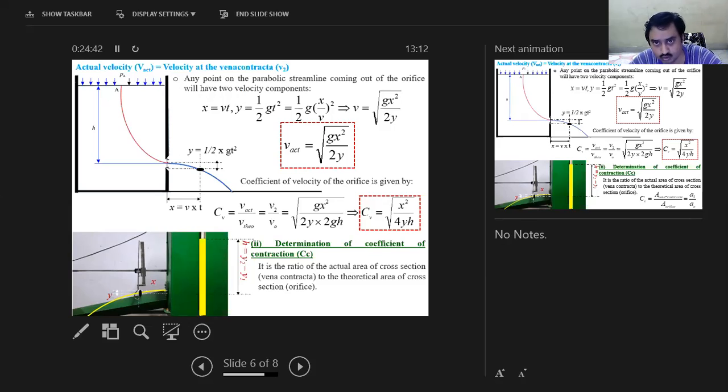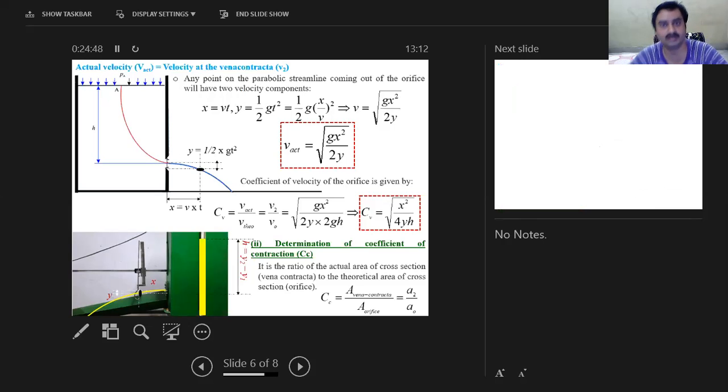So the ratio of these two will be giving the coefficient of contraction. If I define it mathematically, it will be represented by a term called C subscript C, given by A vena contracta by A orifice. In this particular analysis, the area of the vena contracta has been shown by A subscript 2, and the area of the orifice by A subscript 0. So C_C is equal to A2 by A0.